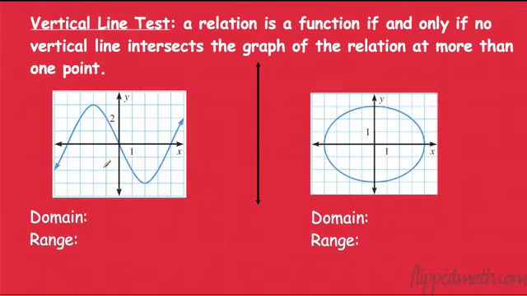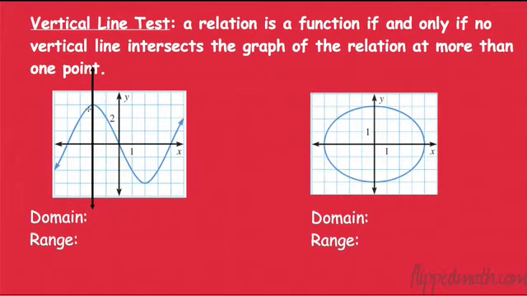Now the great thing about functions, we're going to look at a lot of graphs for this section. There's an easy way to use a graph and a vertical line, we call it the vertical line test, to see if it's a function. A relation is a function if and only if no vertical line intersects the graph of the relation at more than one point.